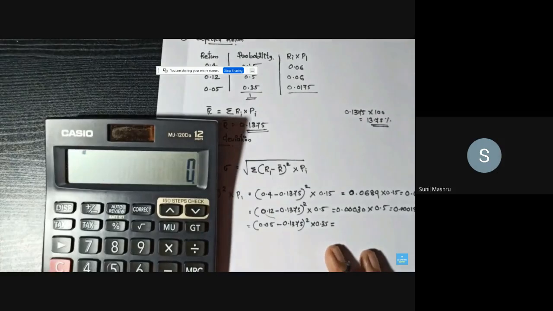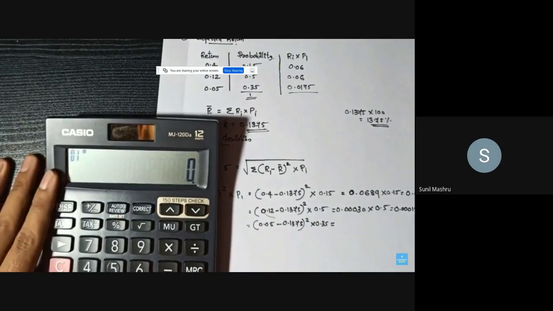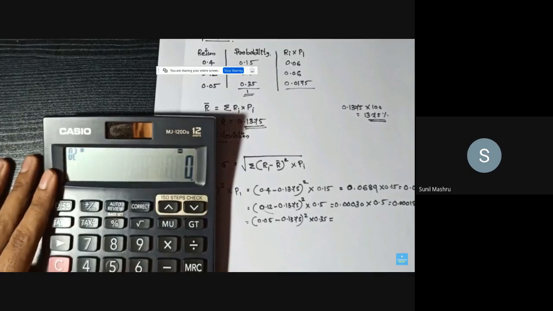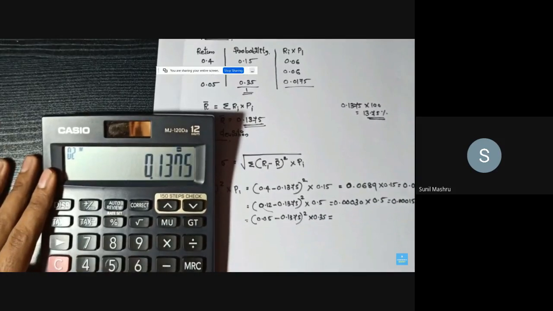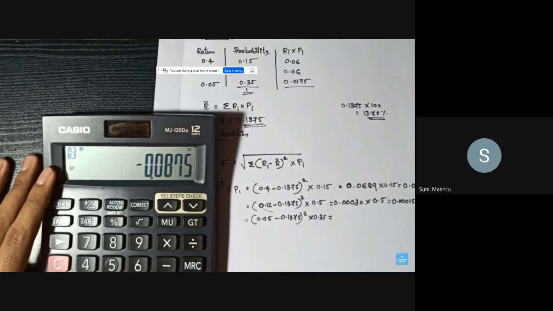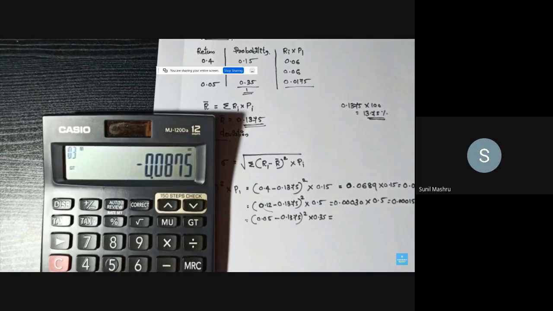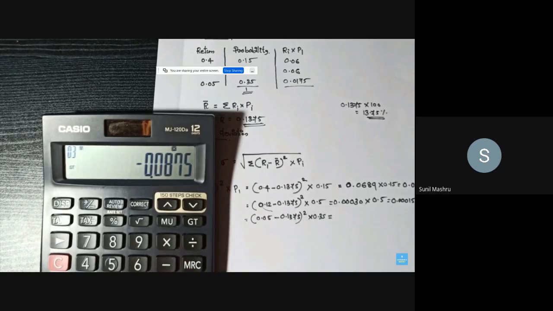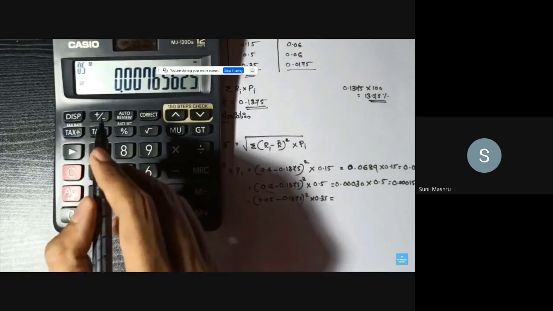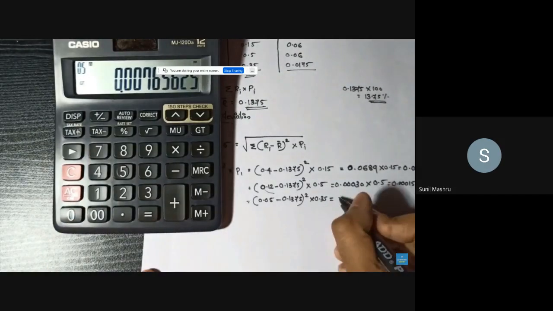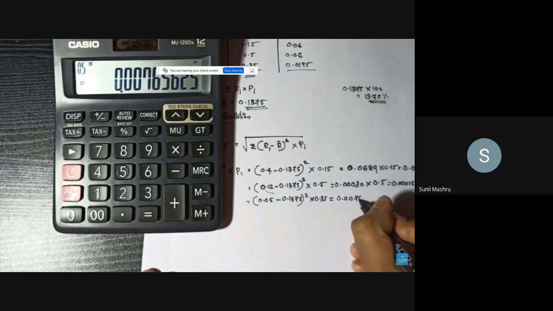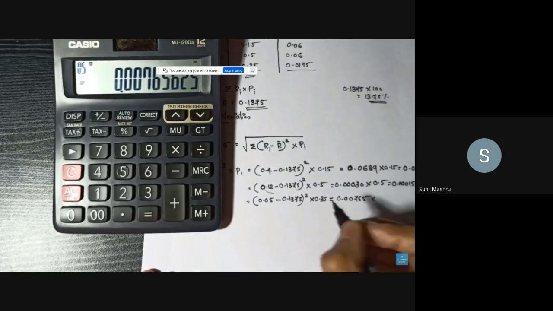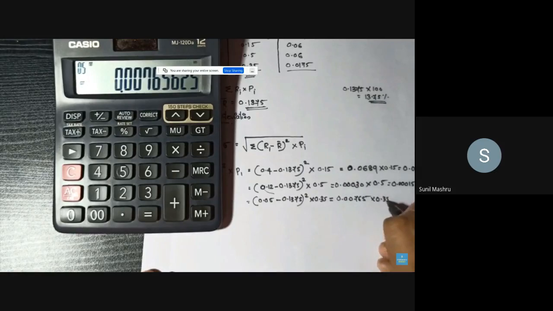So first I'm going to find the value in the bracket. 0.05 minus 0.1375 is equal to negative 0.0875. So we have to find the square of this figure, then it will turn positive. How we find the square is that first we click the multiplication symbol, then the equal symbol. So 0.00765, that's enough, into 0.35.